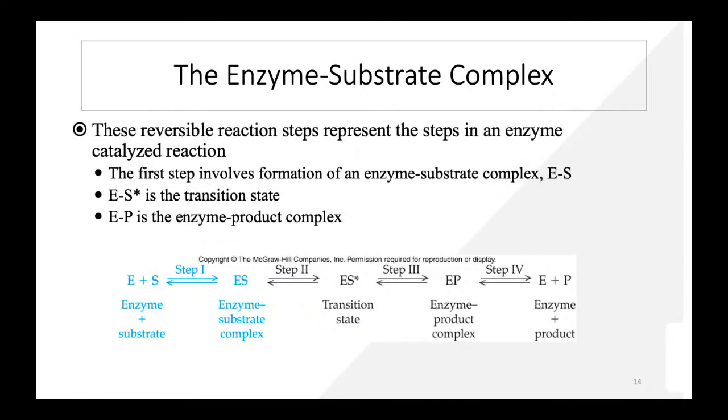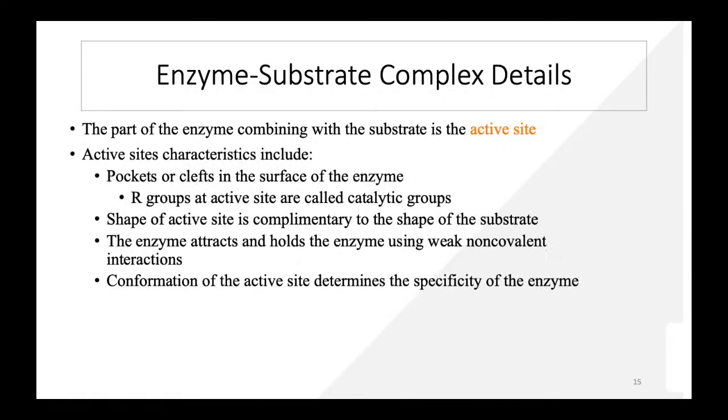Then the enzyme substrate complex. E plus S makes ES, then the enzyme transition state, then the enzyme product complex, then enzyme plus product. So this is the transition state, this is the complex, and this is the product complex. All four steps are there. During these steps, the active site plays a big role, having a pocket or cleft in the surface of the enzyme. The shape of the active site is complementary to the shape of the substrate. An enzyme attracts and holds the substrate using weak non-covalent interactions. And the conformation of the active site also determines the specificity of the enzyme.